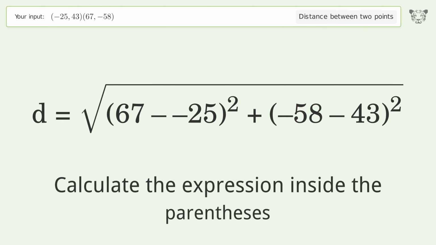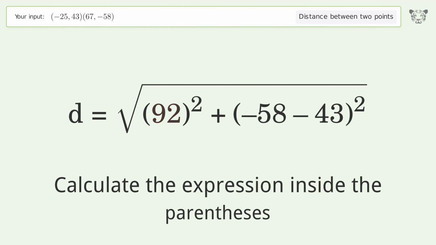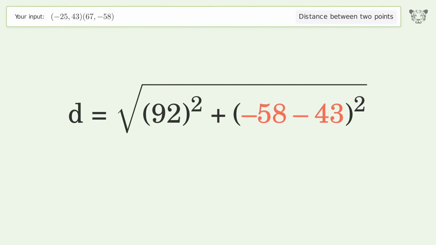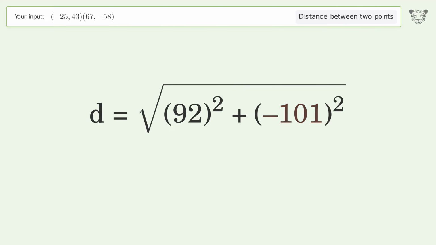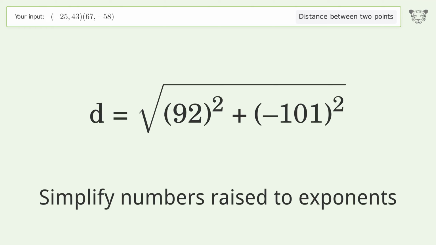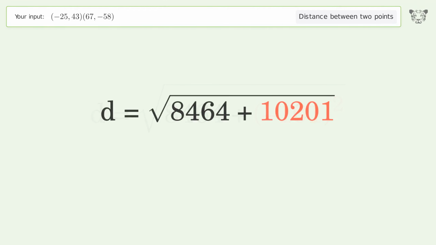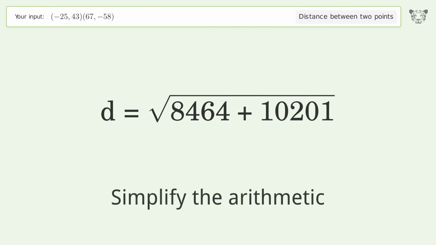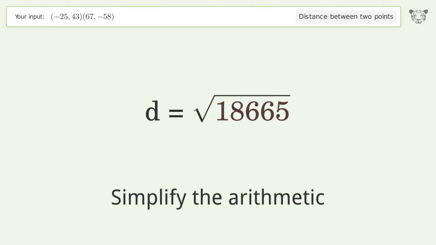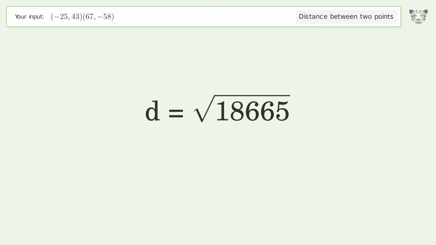Calculate the expression inside the parentheses. Simplify numbers raised to exponents. Simplify the arithmetic. And so the distance between the 2 points is the square root of 18,665, or 136.62.